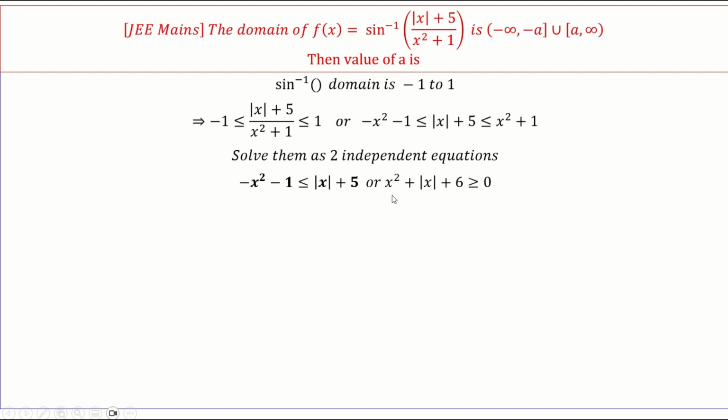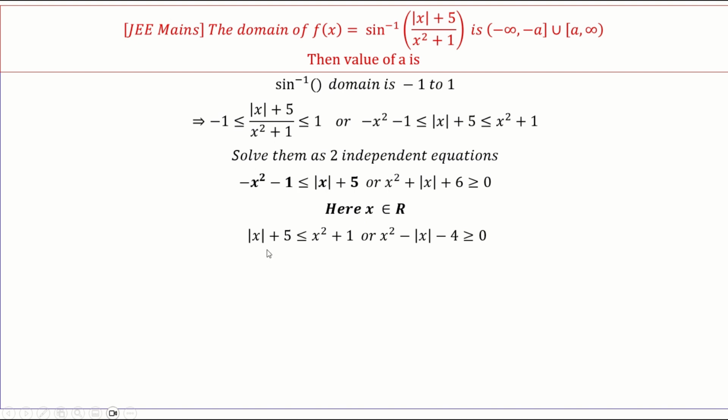So first one is minus x square minus 1 less than or equal to absolute x plus 5. If I take everything to the same side, basically x square plus absolute x plus 6 is greater than or equal to 0. I will solve it for the absolute x. This is always positive, because x square is positive, absolute x is positive, 6 is positive, so you will always get positive real values here. So this is always true, the domain is R here.